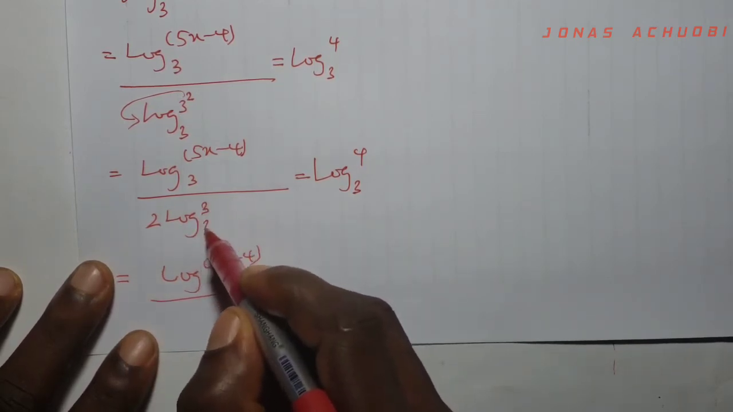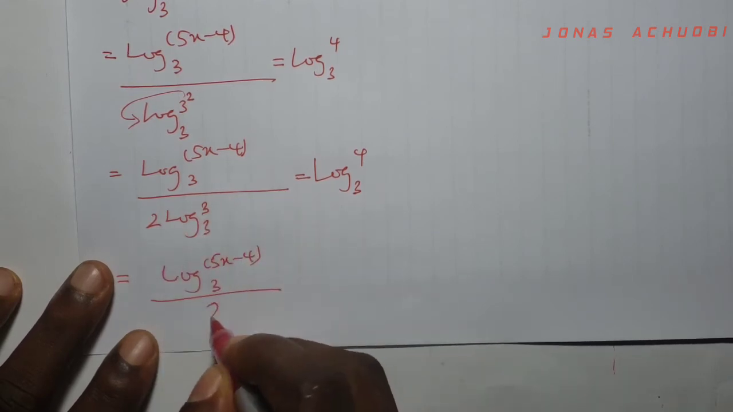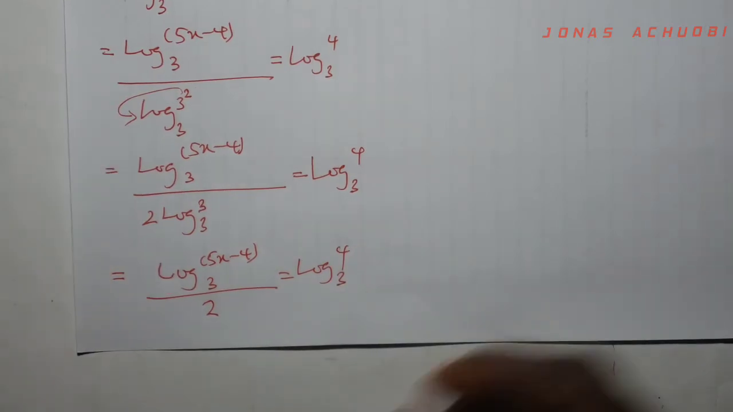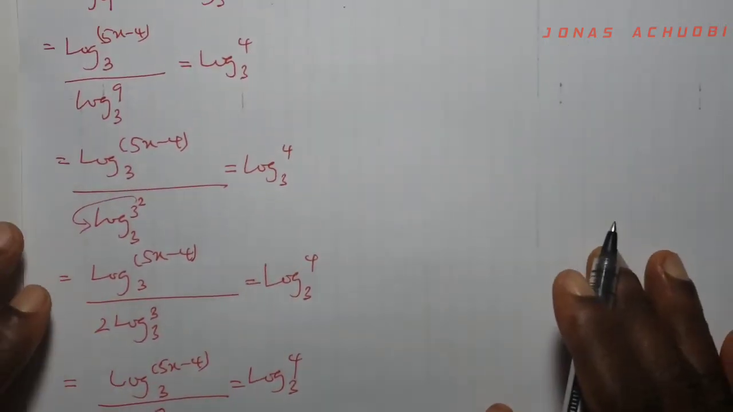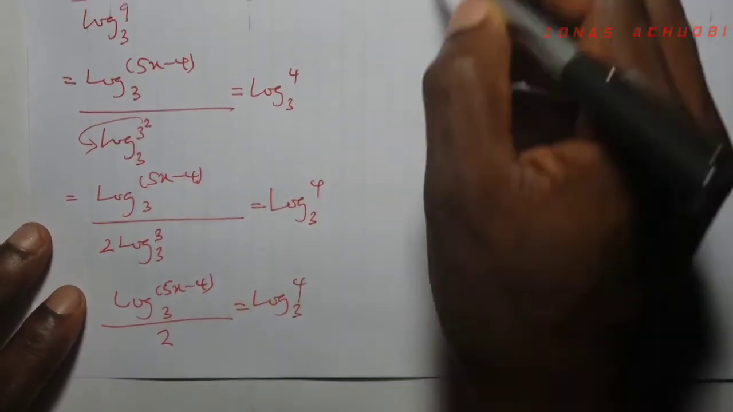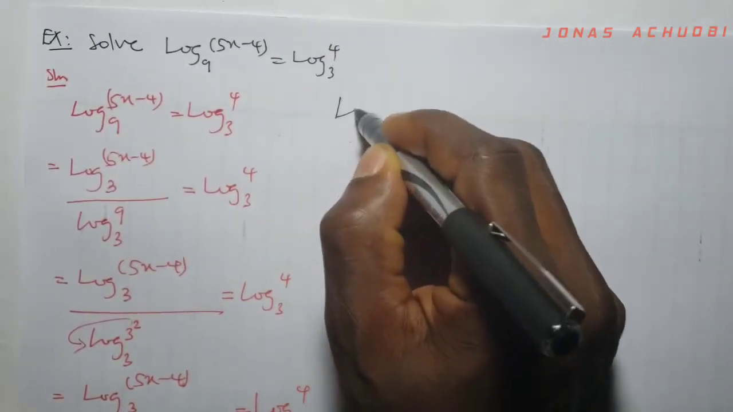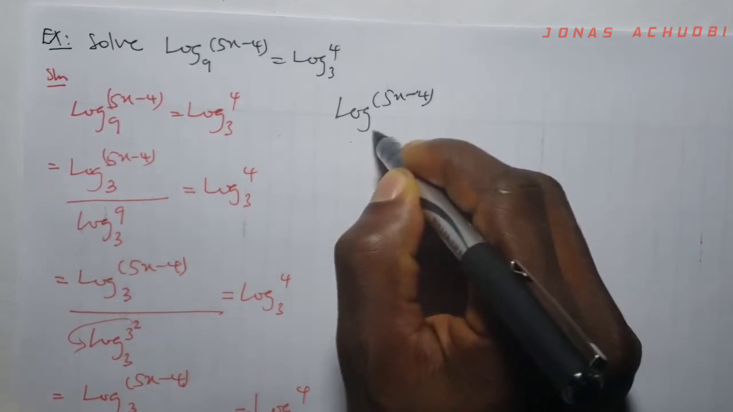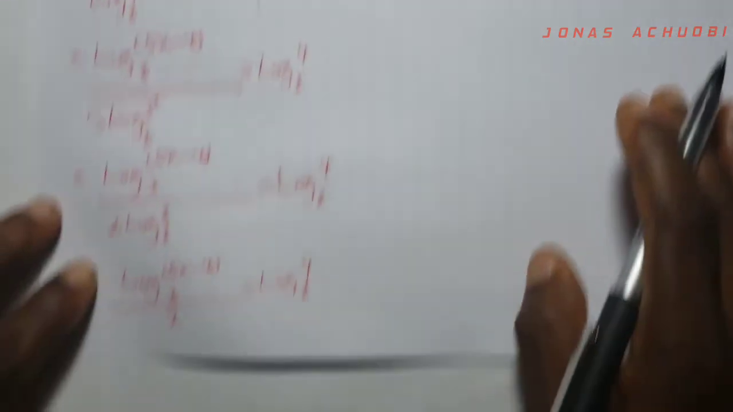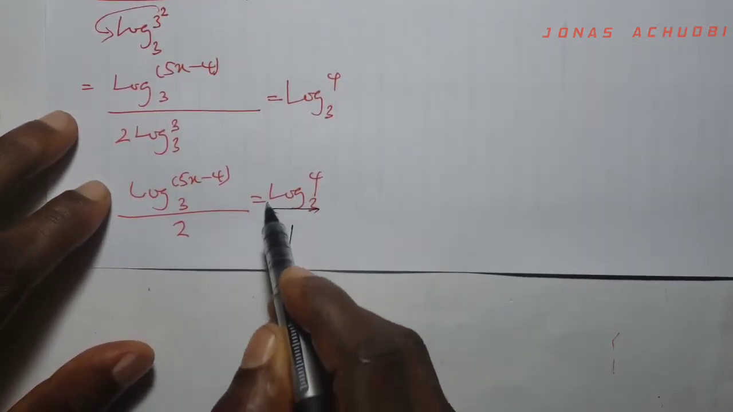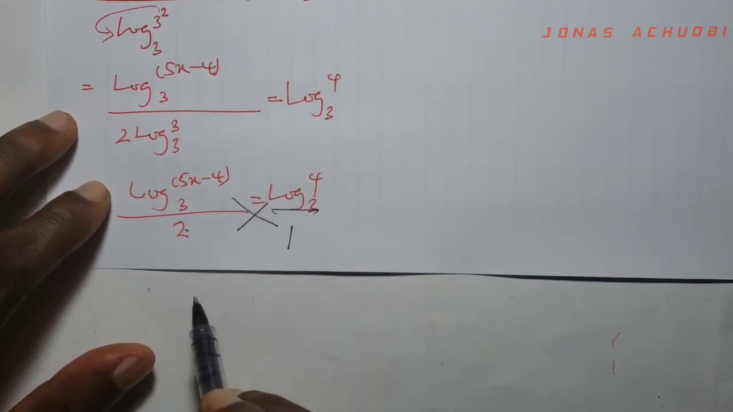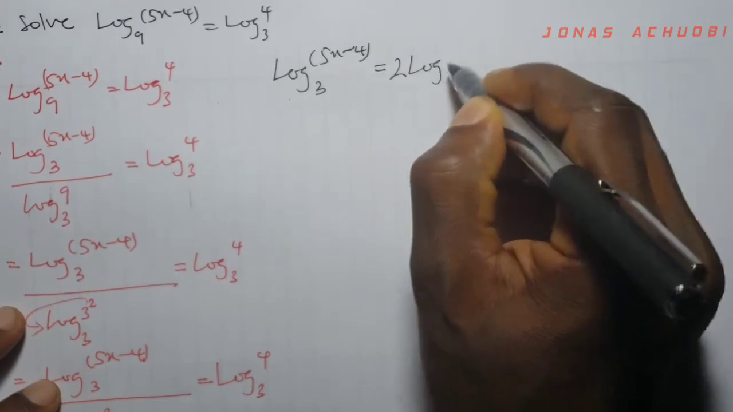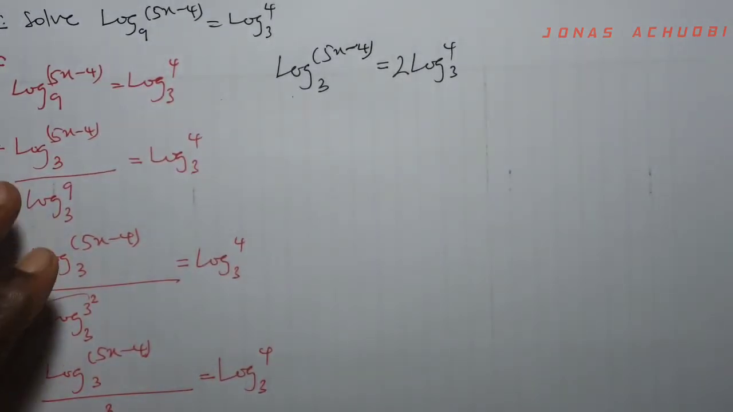So log 3 base 3 is 1. 1 times 2 is 2, equal to log 4 base 3. So I can now write this as log 5x minus 4 in base 3 equal to, I can cross multiply at this point, so 2 will come over to the right hand side, so 2 times log 4 in base 3.